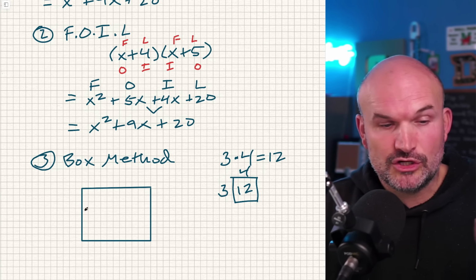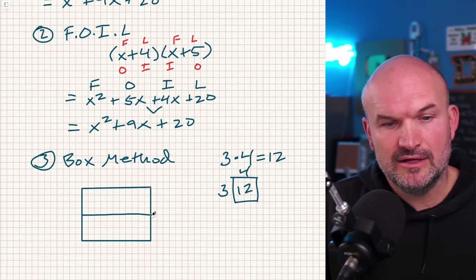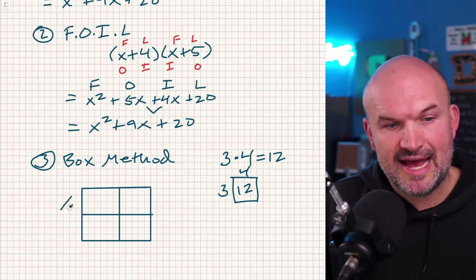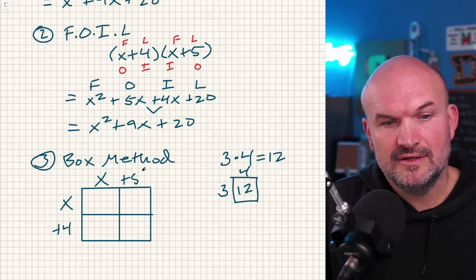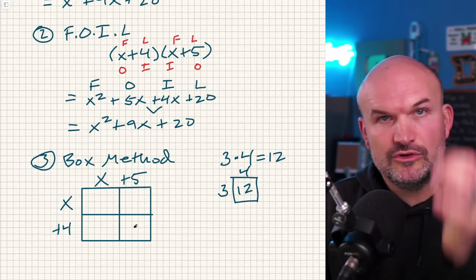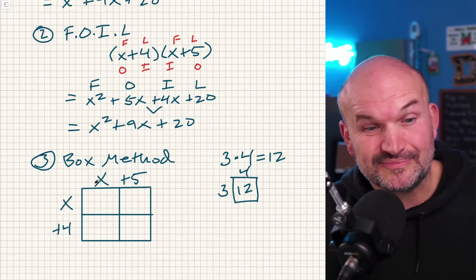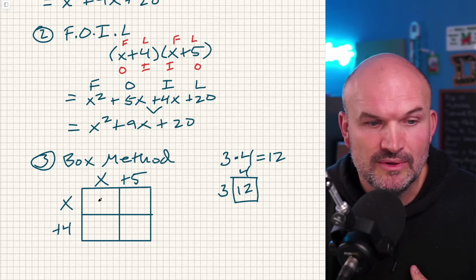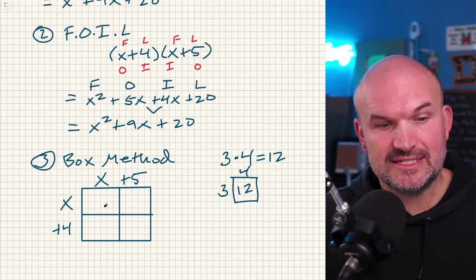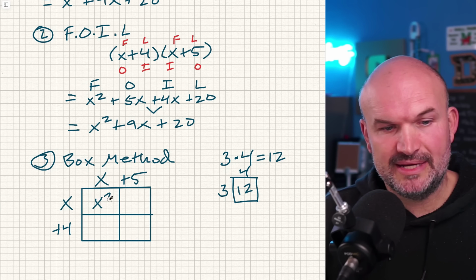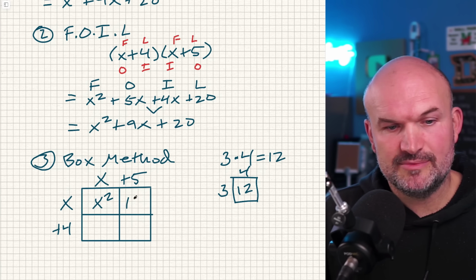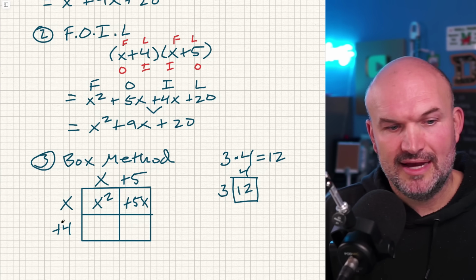So what I'm going to do for every term that I have, I'm going to create a horizontal as well as a vertical line. So again, I have an x plus 4 and I have an x plus 5. Okay, so for each term, you have to make sure you create either the column or the row. Now, all you're simply going to do is find the area of each of these little boxes. So x times x is going to be an x squared. x times 5 is going to be a positive 5x. x times 4 is going to be a positive 4x. And 4 times 5 is going to be a 20.